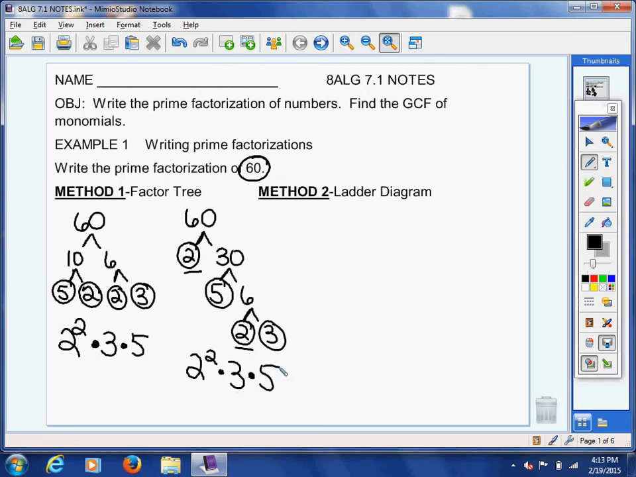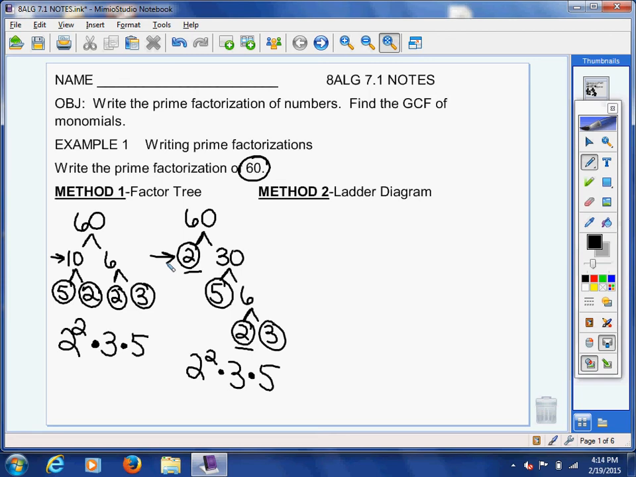So I just did it 2 different ways to show you that it doesn't matter where you start this whole thing. As long as you have 2 factors of 60, you can get started with those factors and just circle the prime ones as you go down. Now the factor tree is what I grew up doing. That's what I know the best.